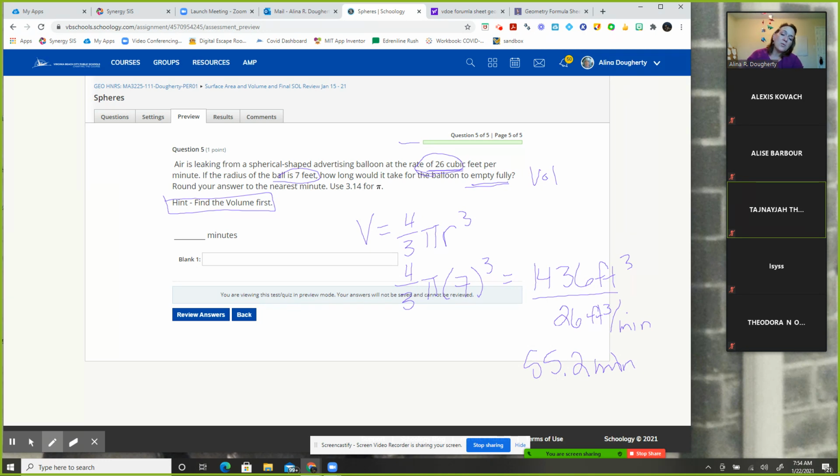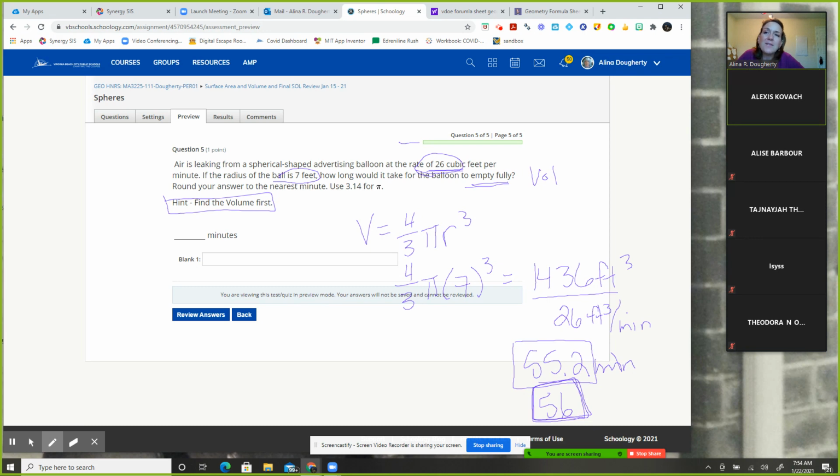So even though, and this is where real life gets tricky, right? Even though our rule for rounding is 2 rounds down to 55, if it only leaks for 55 minutes, is there still air in the balloon? I think you need to round this up to 56 because it won't be completely empty at 55. It'll still have 0.2 of a minute worth of air in it. It won't be very much air, but it'll be a little bit.